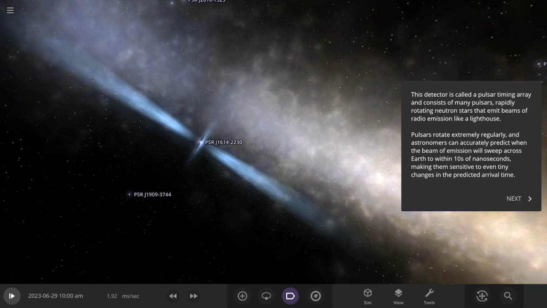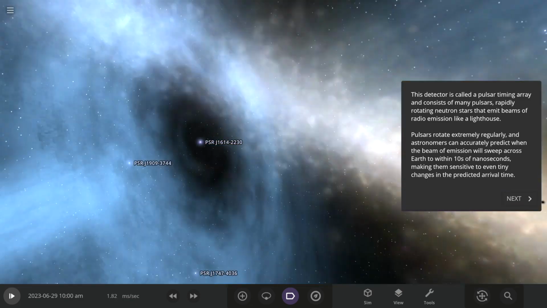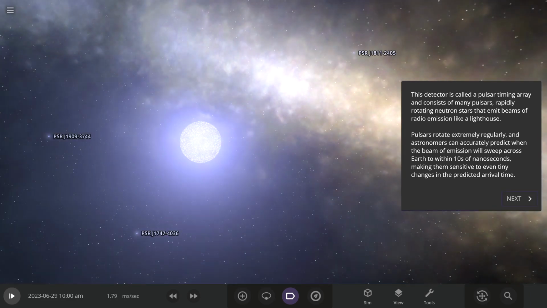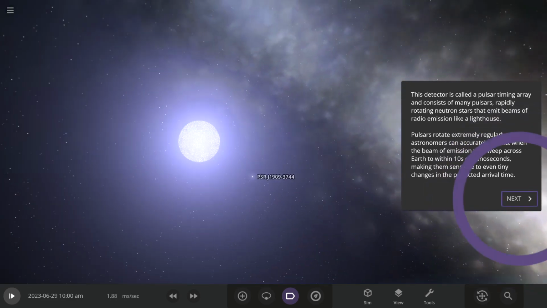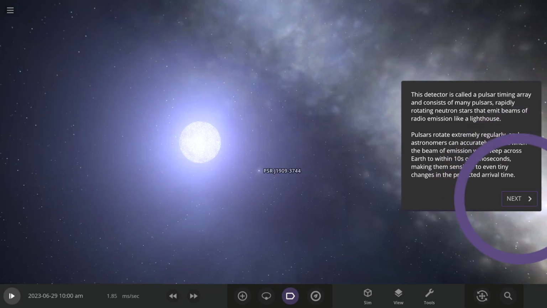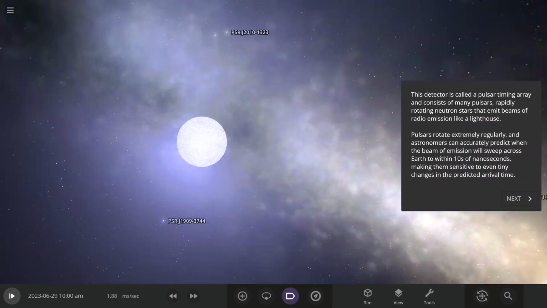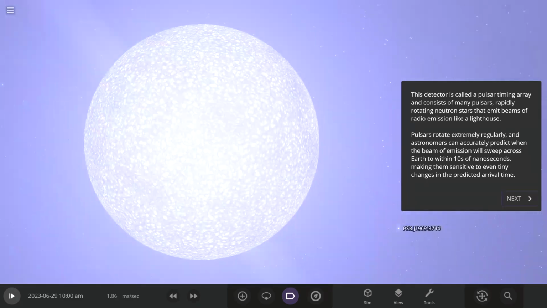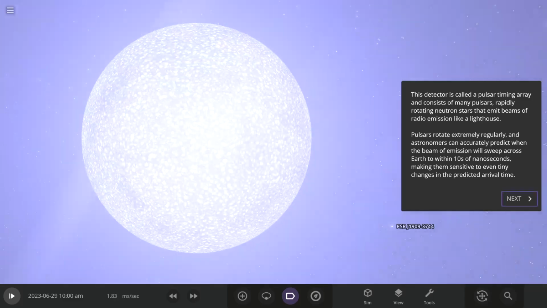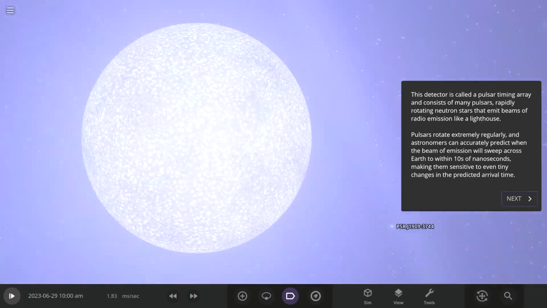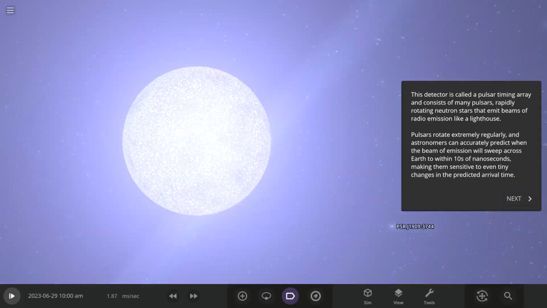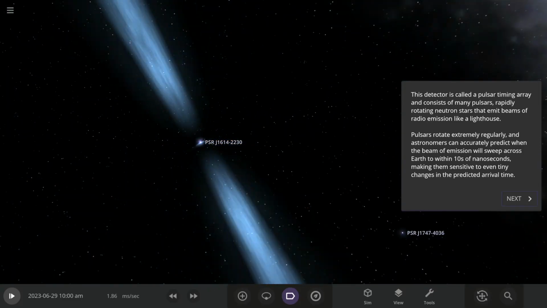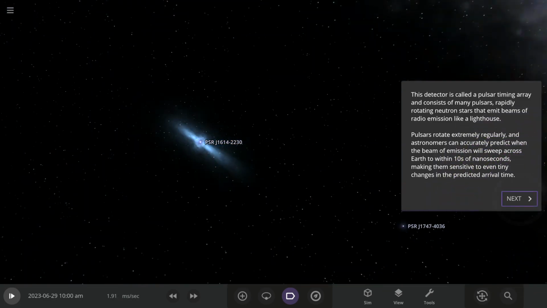A detector is called a pulsar timing array and consists of many pulsars, rapidly rotating neutron stars that emit beams of radio emission like a lighthouse. Pulsars rotate extremely regularly, and astronomers can accurately predict when the beam of emission will sweep across Earth to within tens of nanoseconds, making them sensitive to even tiny changes in the predicted arrival time.